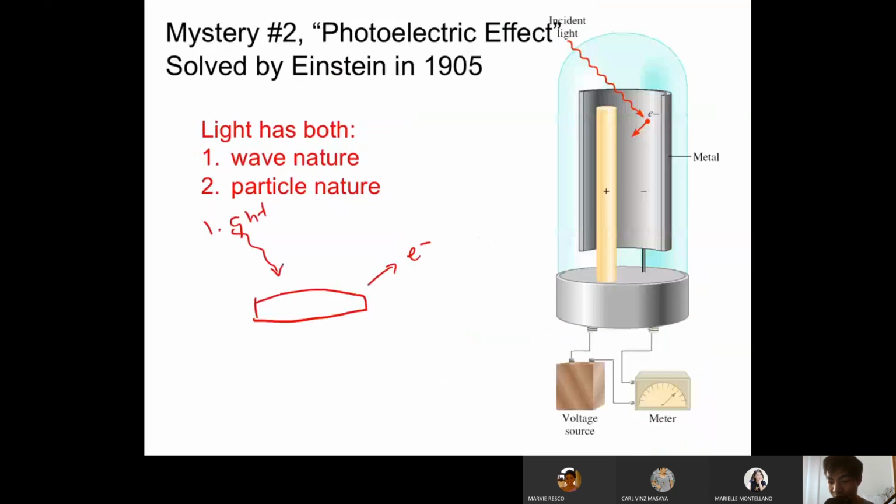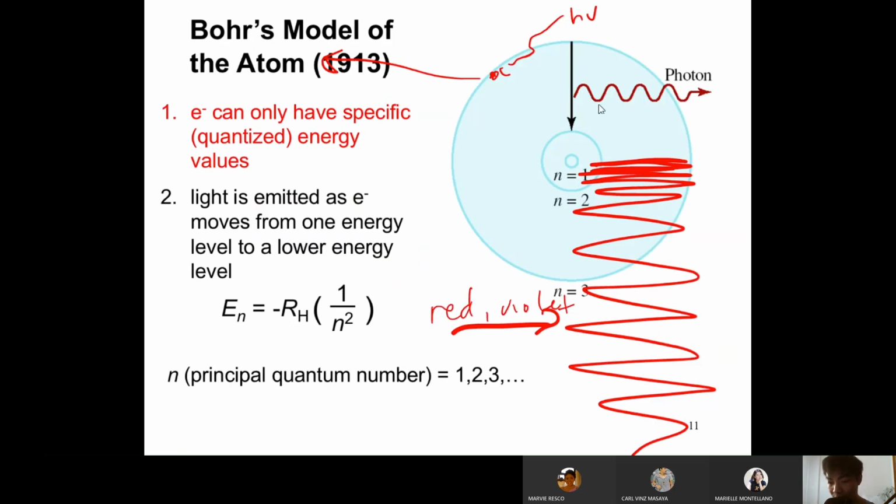Ito yung ikalawang tanong ni Einstein: how come that the atoms, when you put light on it, paano siya nakapag-produce ng kuryente? Ang sagot ni Niels Bohr doon is that when the electron of the atom gets excited too much, that electron can actually go off. Pwede siya umalis ng atom, thereby producing a complete circuit. So, yun yung idea ni Niels Bohr.